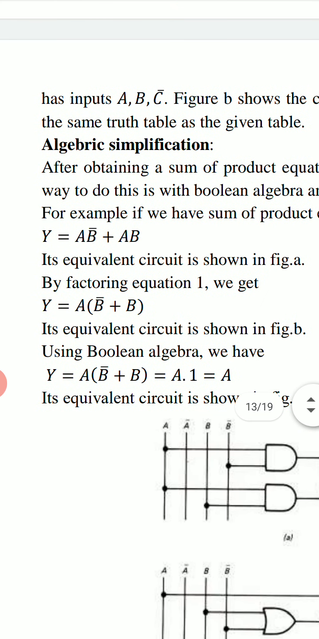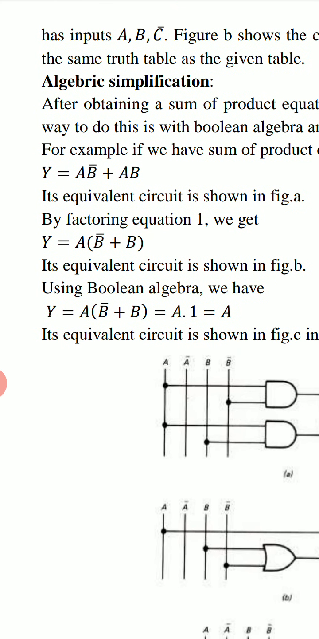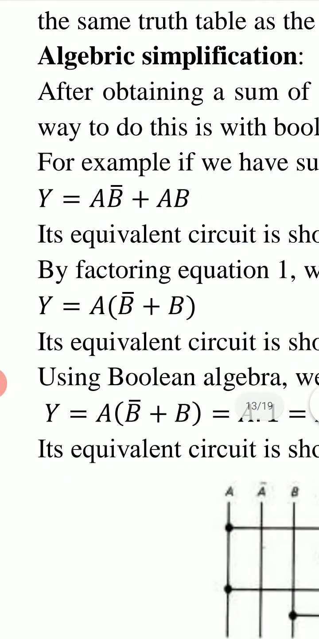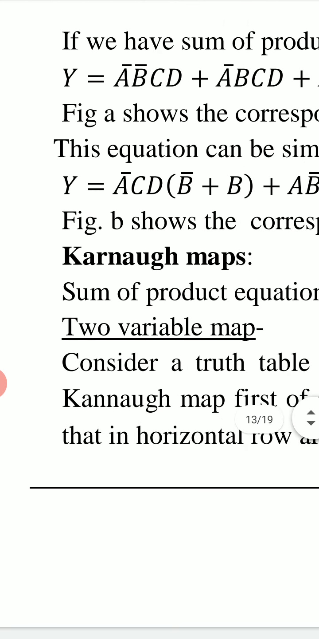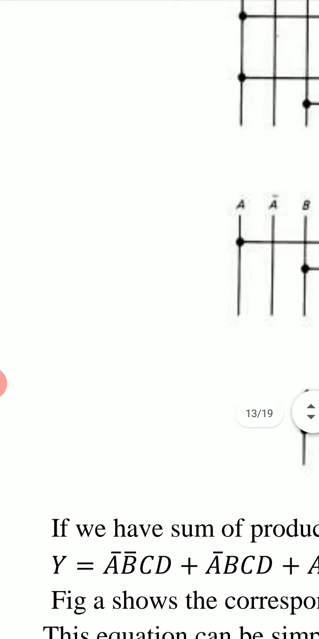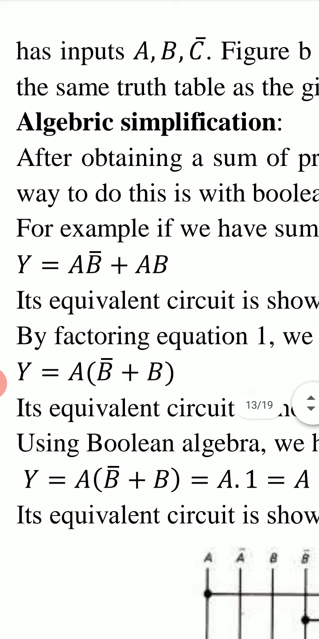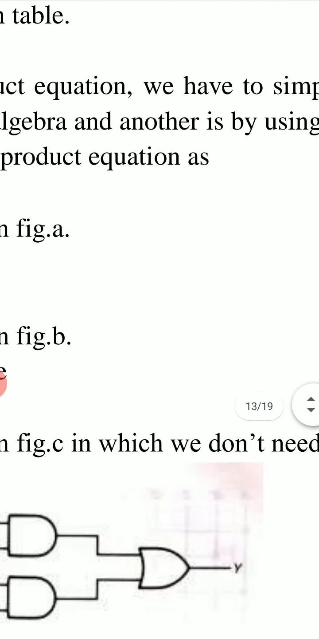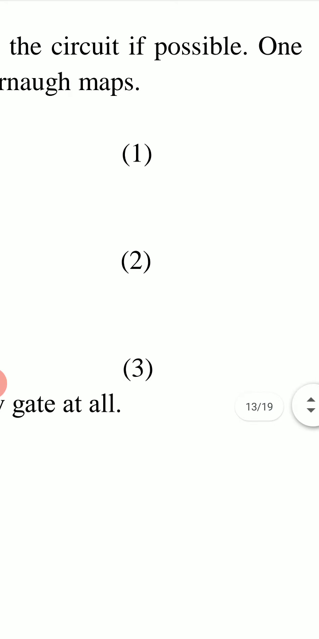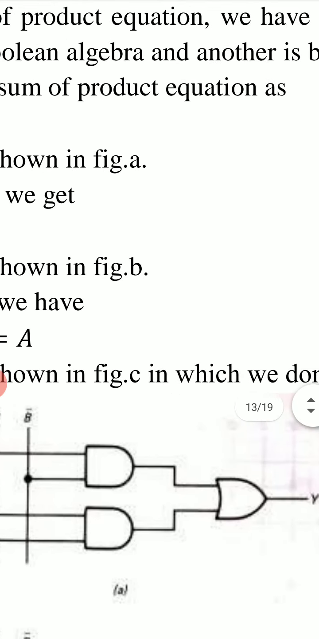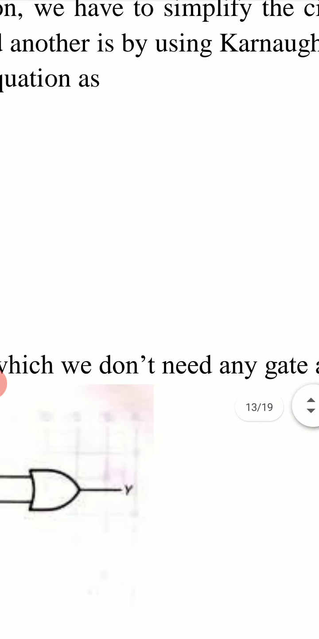Now we want the simplest logic circuit which gives the given truth table. To simplify, 2 methods are used. One is algebraic simplification and the other is Karnaugh maps. After obtaining a sum of products equation, we have to simplify the circuit if possible. One way to do this is with Boolean algebra, and another way is by using Karnaugh maps.